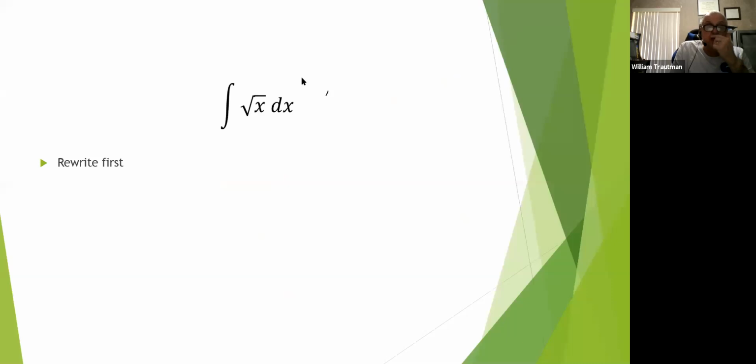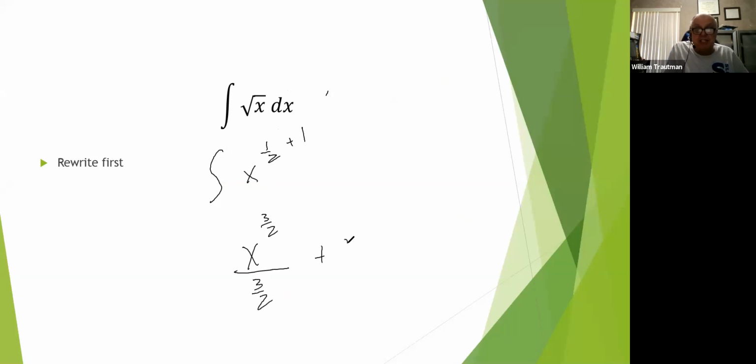Okay, let's integrate this problem. First, we're going to rewrite it. There's the rewrite. Square root of x is the same thing as x to the 1/2. Add 1 to the power. I end up with 1/2 plus 1 is 3 over 2. Don't put it as a decimal 1.5. So the new power goes to the bottom, 3 over 2, and then we add the c.